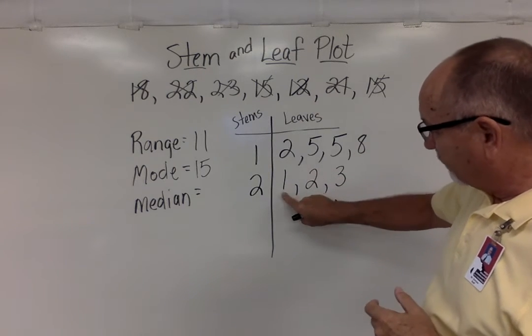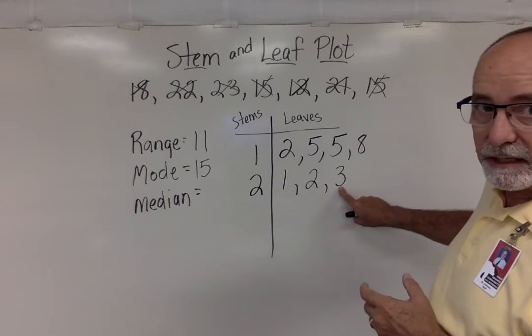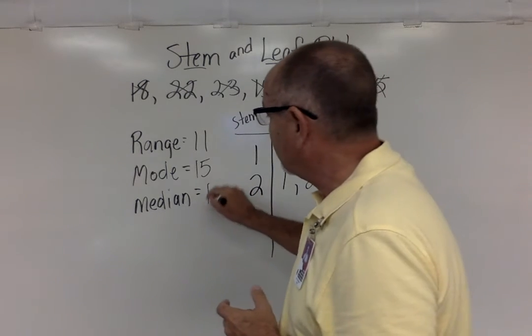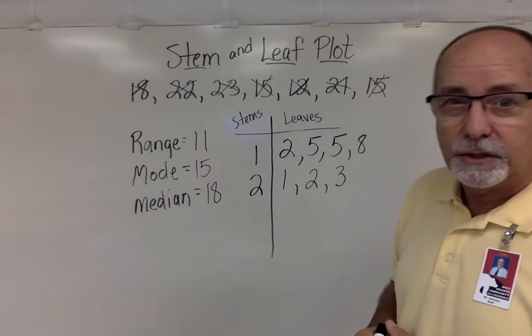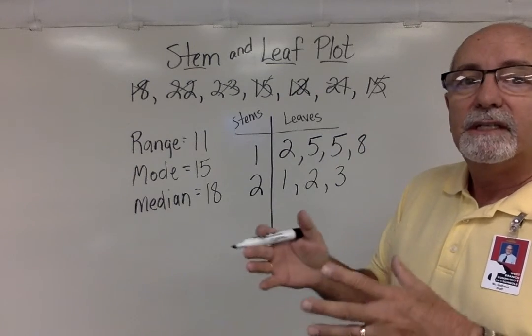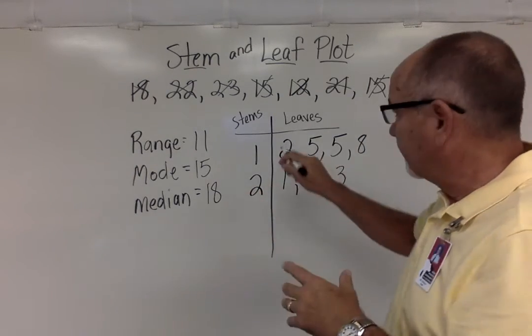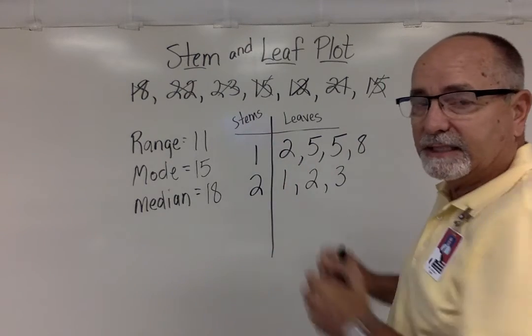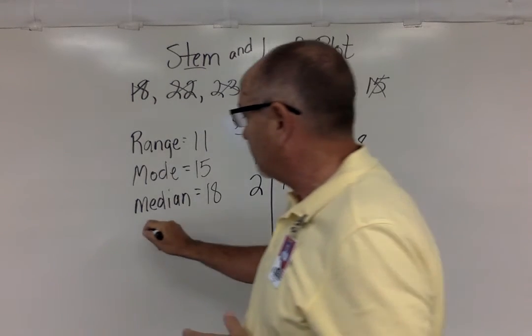And that should come out right, because there should be 3 leaves on the other side of the 18 down here. So the median is 18. That is the quickest way to do it. Just take your total leaves, divide by 2, and then you know where to count. You don't have to cancel out, because that gets confusing with a stem and leaf.